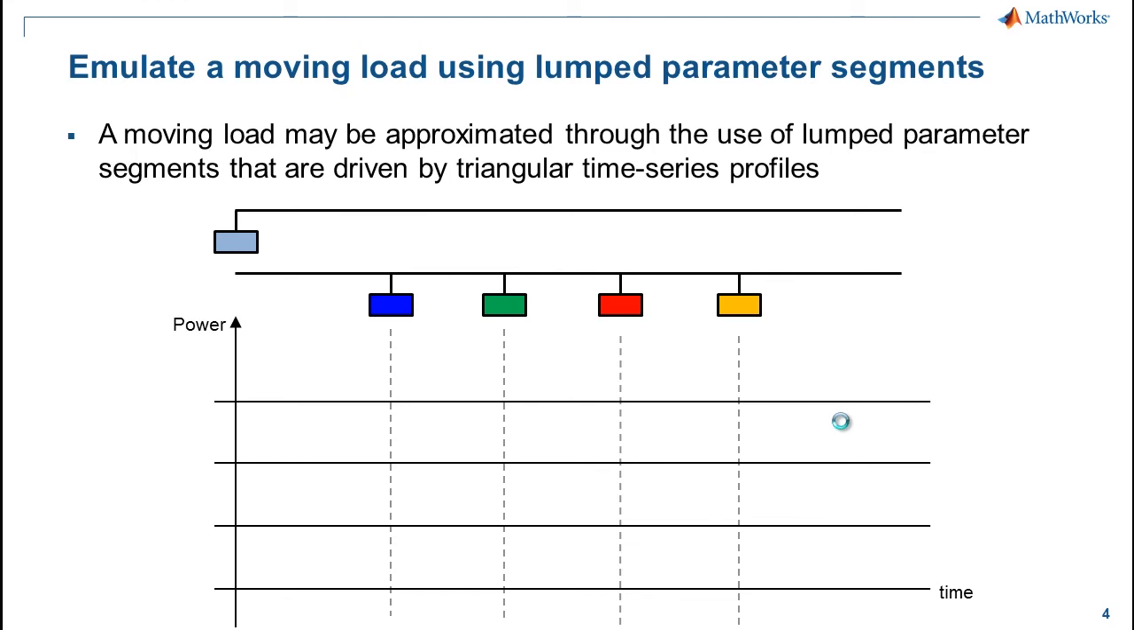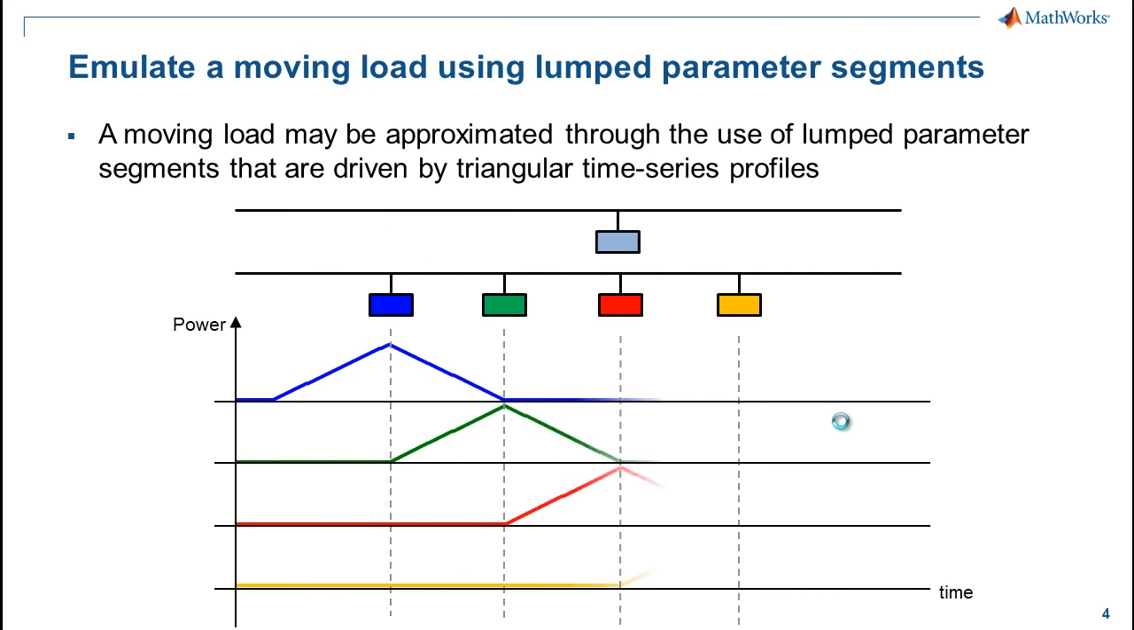What I have here is a little animation. I'm going to run it in just a second. The grey block is the moving load. Blue, green, red and yellow blocks are the lumped parameters in the model, which are going to be driven by appropriate signals to give an overall emulation of movement. So if I just run this, you can see there how the signals are being fed to each of the blocks to give an overall emulation of movement.